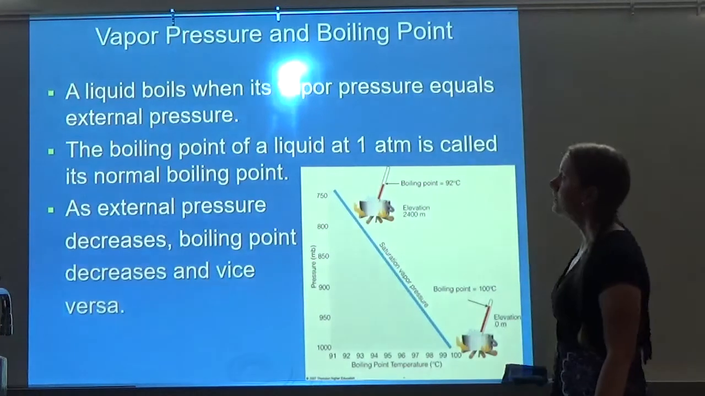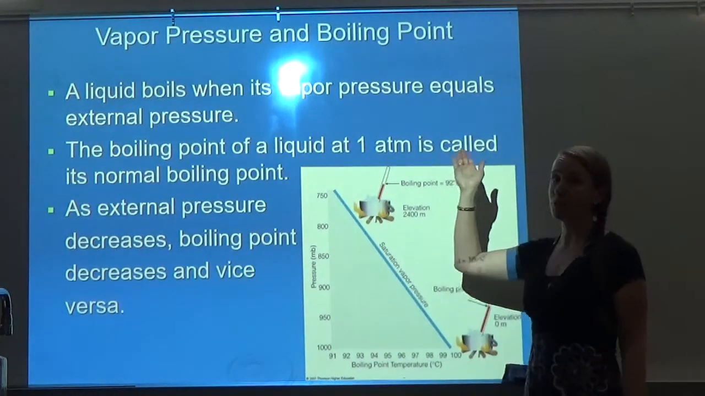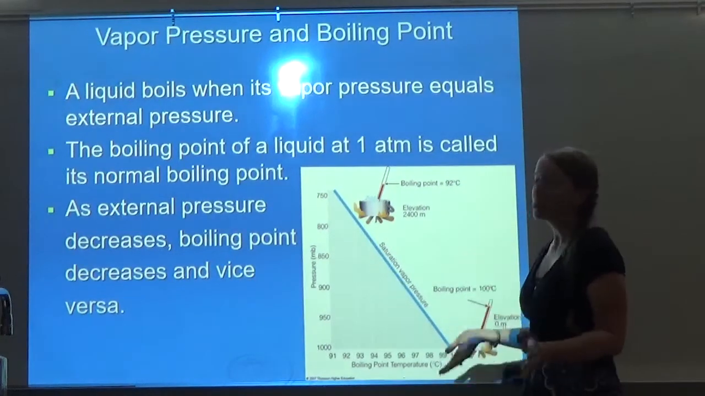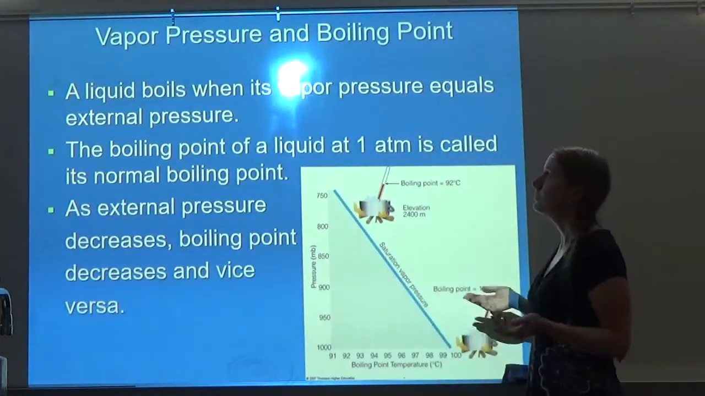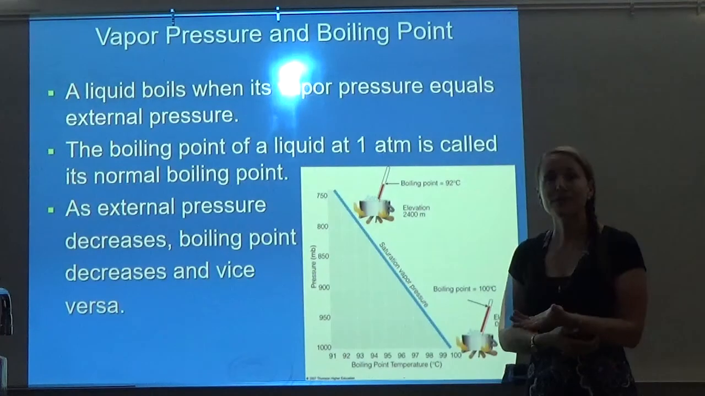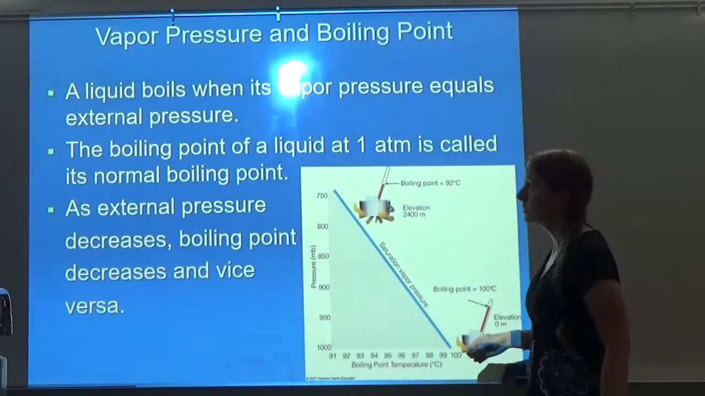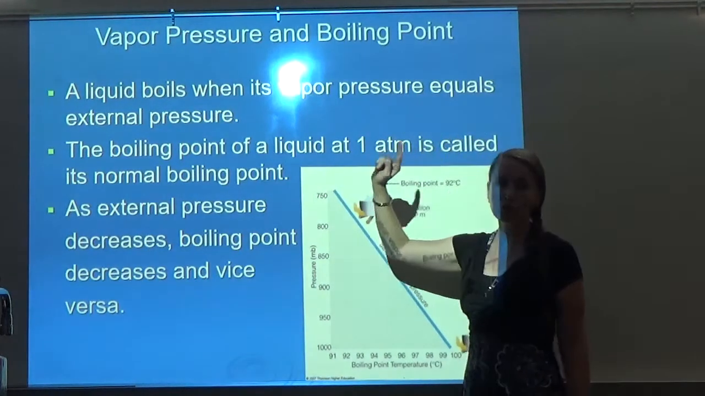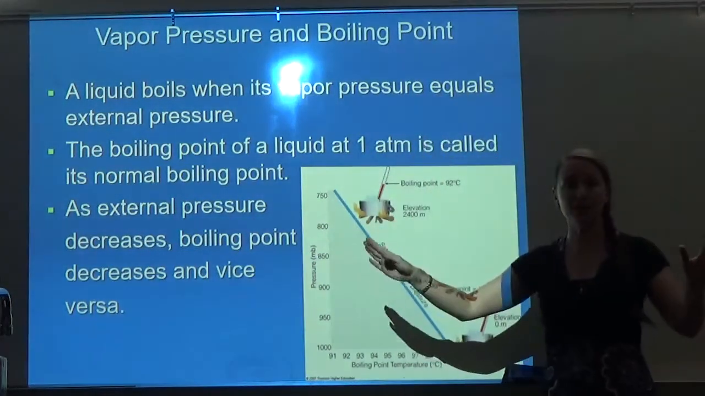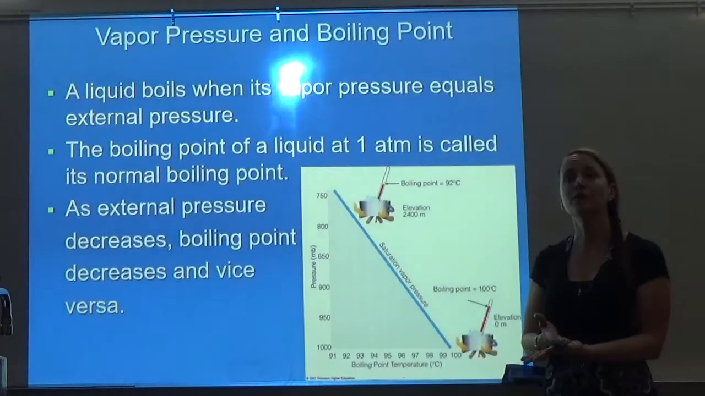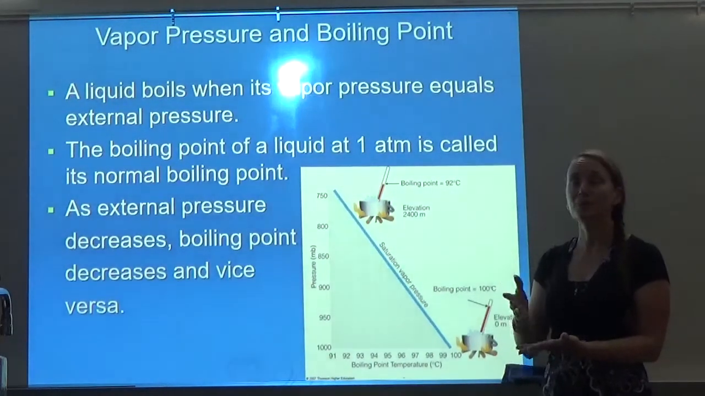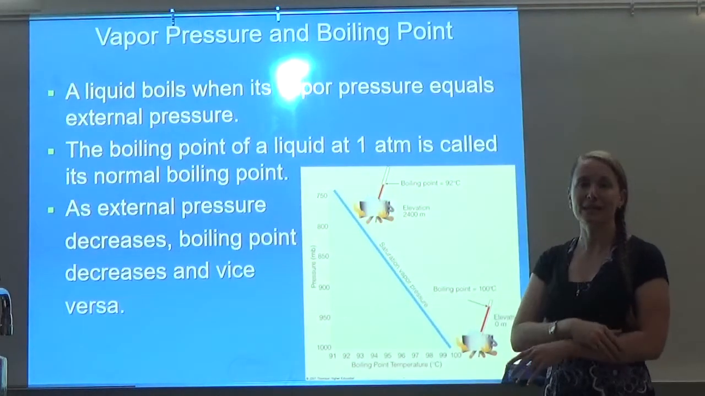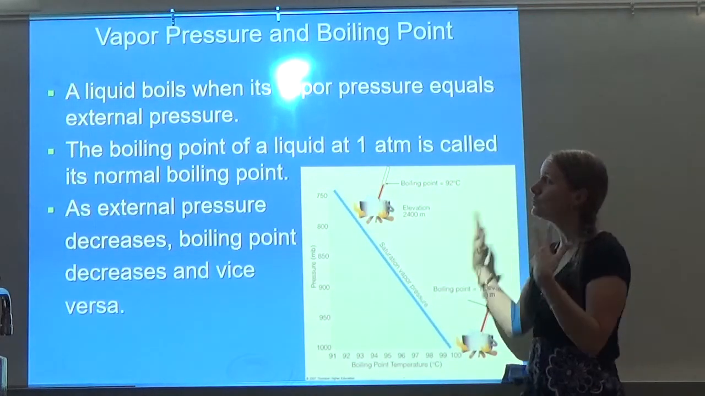So why are we talking about vapor pressure? Well, we're trying to get to boiling point. Unlike the elementary version of the definition of boiling point, which is the temperature at which a liquid boils, the boiling point's definition is actually totally related to pressure. So a liquid boils when its vapor pressure equals external pressure. So the pressure in the atmosphere and the vapor pressure of the liquid are equal, because at that point, the liquid is not trying to fight its way out to become a gas. The pressures have become equalized, and so it can boil.